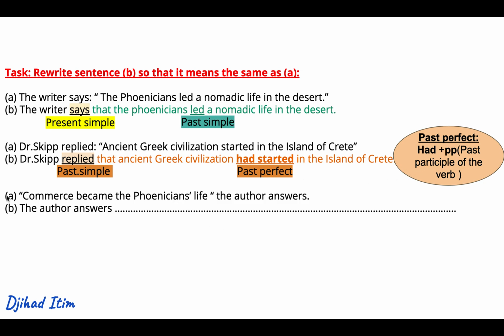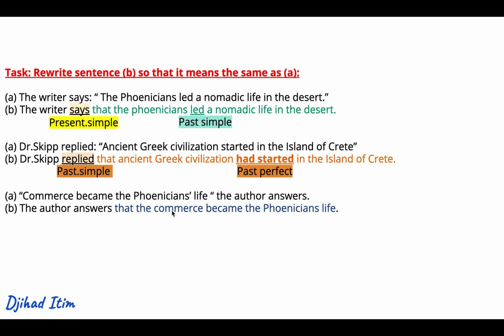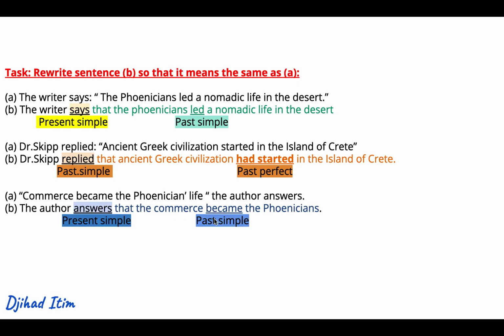Okay? Commerce became the Phoenicians' life. The author answers that commerce became the Phoenicians' life. So here we have the verb in the present simple, answers. And of course, here we have the verb in the past simple. Became stays became, past simple, because present simple goes to past simple. So we have the rule here.